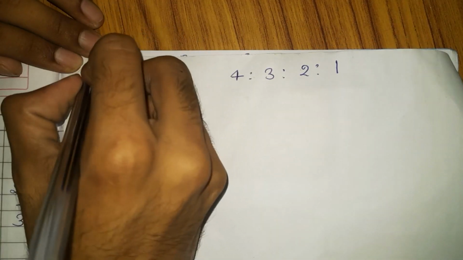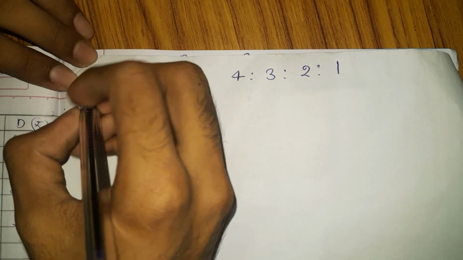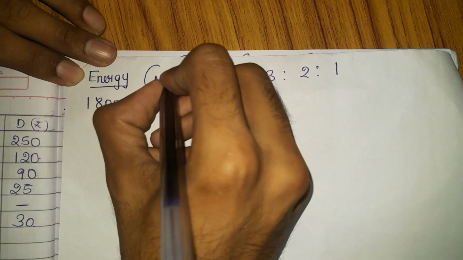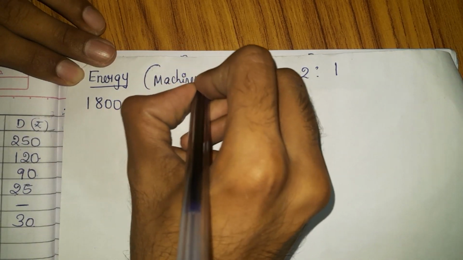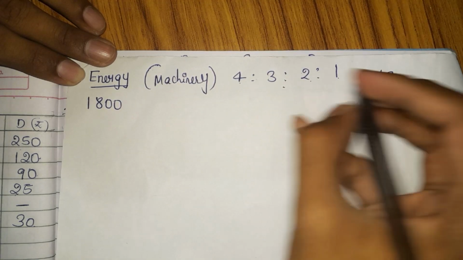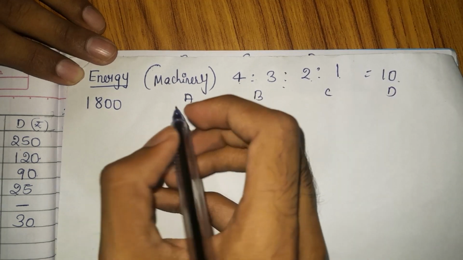Now we are dividing the energy. Total energy utilized is how much? It is 1800. It will be on the basis of cost of machinery. We have found out 4 is to 3 is to 2 is to 1, which is equal to 10. We have A department, B department, C department and D department.